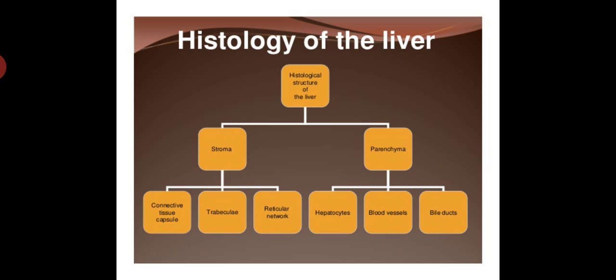Coming to histology of the liver. The histological structure of the liver has two major features, stroma and parenchyma. Stroma includes connective tissue, capsule, that is Glisson's capsule, trabeculae and reticular network, whereas parenchyma includes hepatocytes, blood vessels and bile ducts.